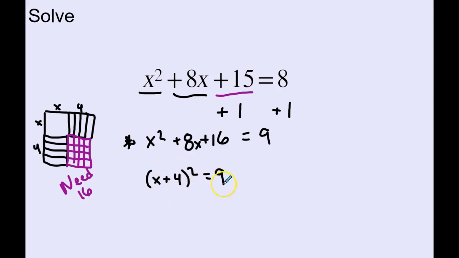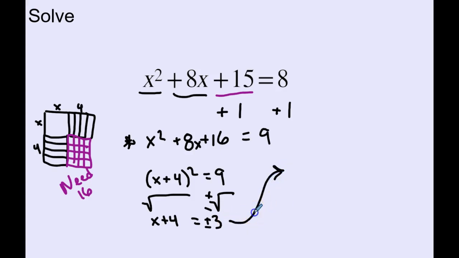Now this problem is a problem that we've done a bunch of times. This is just something squared equals some number. We can just take the square root of both sides now. So we have already completed the square. We've done all the new stuff now. Let's just finish solving this problem. We get x plus 4 equals plus or minus 3. Right? Because the square root of 9 is both 3 and negative 3.